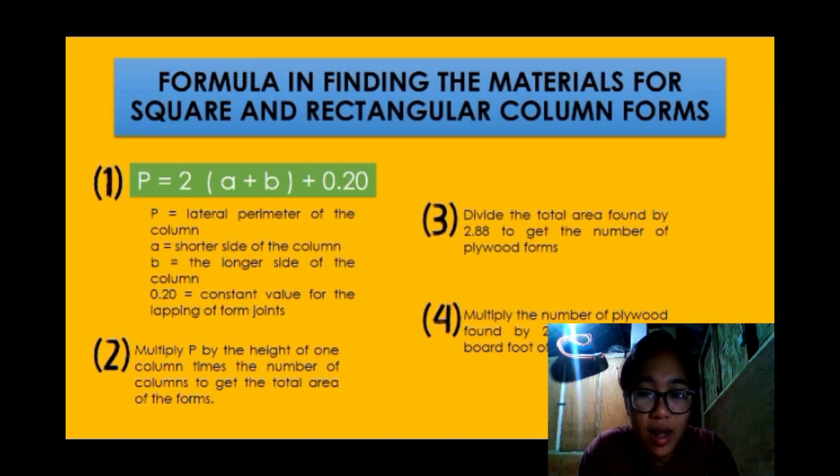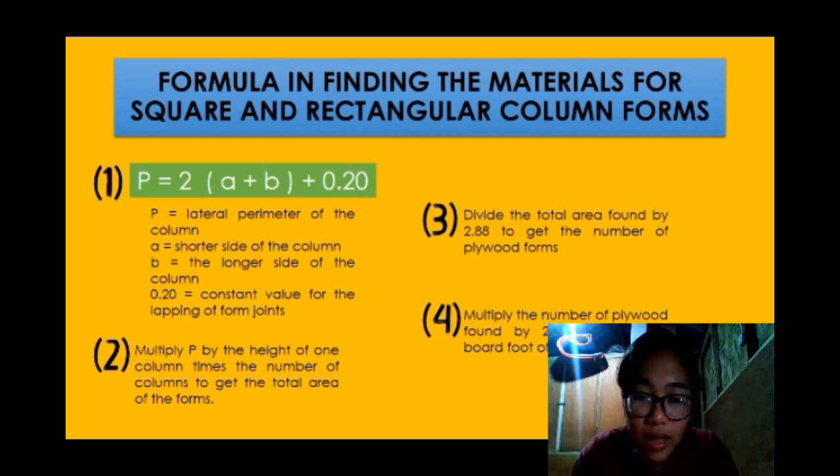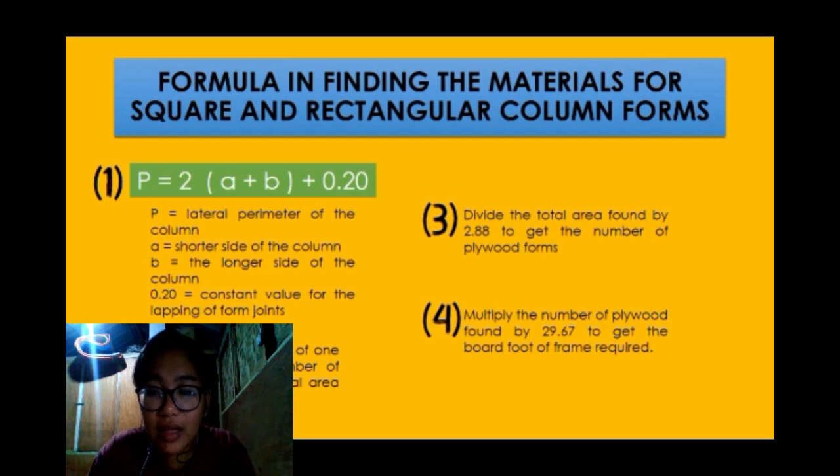So after we identify the lateral perimeter of our column, we will multiply it by the height of the column times the number of columns to get the total area of the forms. And after we get the total area of the forms, we will divide the area we got by 2.88 to get the number of plywood forms we should use. And after that, we multiply the number of plywood by 29.67 to get the board foot of frame required.